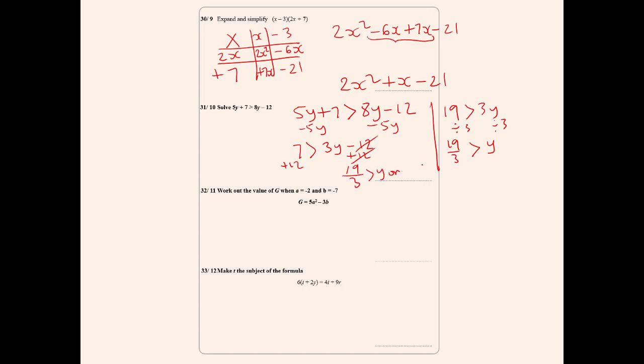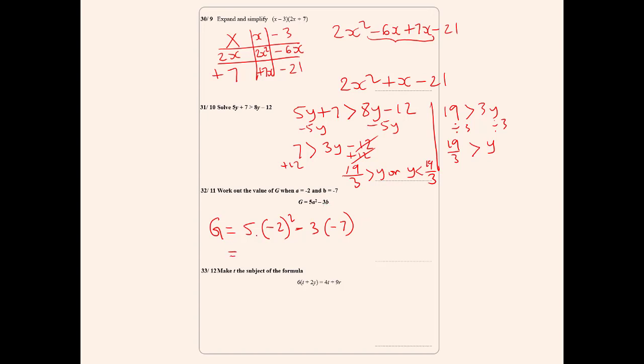Or we can write it as y is smaller than 19 over 3, the other way around. So number 32, work out the value of g when a equals minus 2 and b equals minus 7. So let's substitute the numbers in first. So g is equal to 5 times a squared, which is minus 2 squared, minus 3 times b, and b is minus 7. Okay, so the relationship between 3 and b is times, 3 times b.